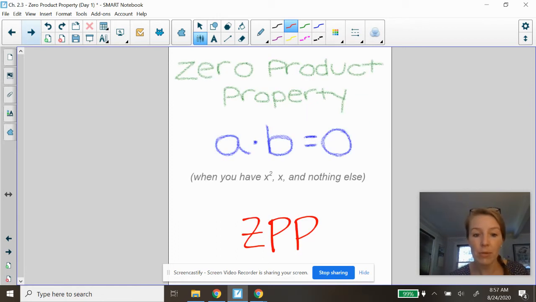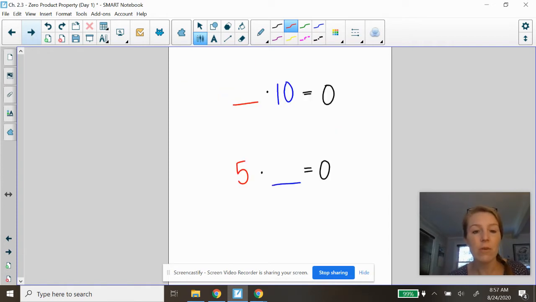All right, so zero product property, you'll probably hear your math teachers call it ZPP. So zero product property is when you have an x squared, an x, and nothing else. So I want you to keep that in mind, x squared, x, and nothing else. So if I'm thinking about multiplying numbers to get to a product of 0, meaning the answer to my multiplication is 0, how do we get there? Well, hopefully remember that we always have to be multiplying by 0.